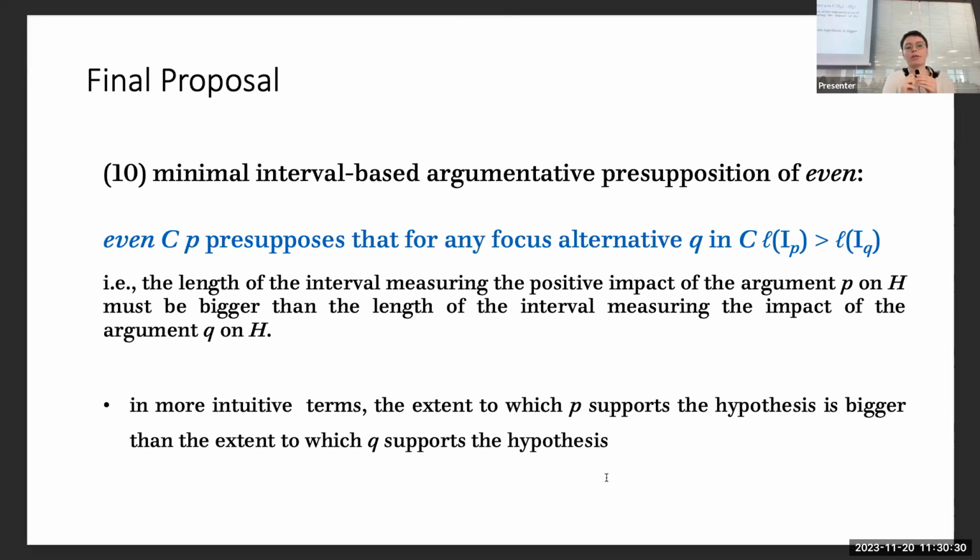Okay, so the final proposal is the following. Now, having all this in mind, I'm introducing the so-called minimal interval-based argumentative presupposition of first position even. I know it's long. This minimal presupposition says that even CP presupposes that for any focus alternative Q in C, the length of the interval associated with P is bigger than the length of the interval associated with Q. And this is exactly what we wanted to prove, right? With the superiority requirement hardwired and the orientation derived.